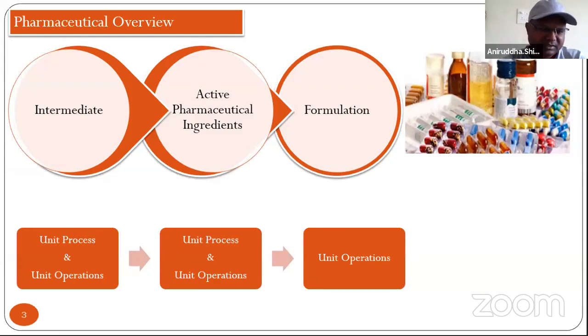And if you see below it, I have put what things are required to make the intermediates. For intermediates, we need operations and processes on the raw materials, and then we can make the intermediate. In an active pharmaceutical ingredient also it is the same: we have to do unit operations and unit processes on the API. And in a formulation, majorly unit operations are performed to make our formulations.